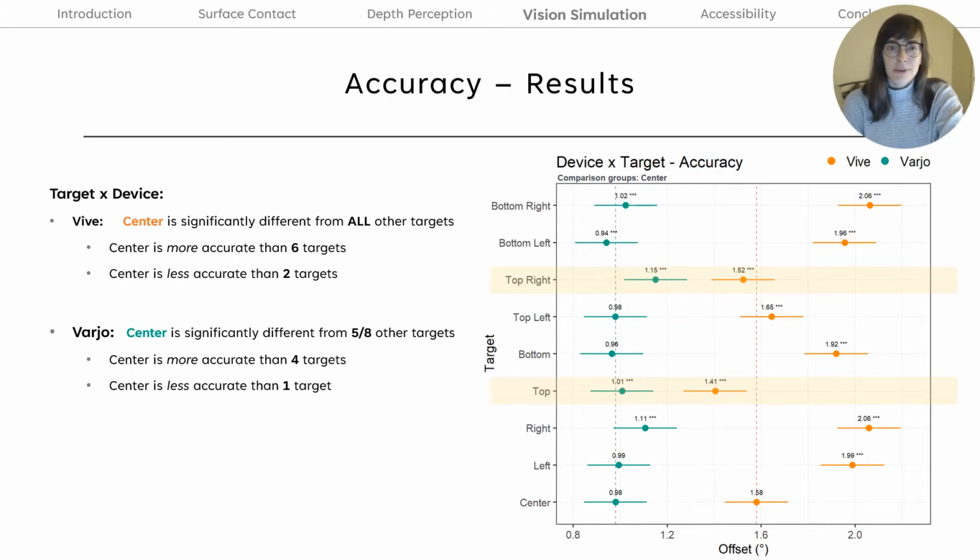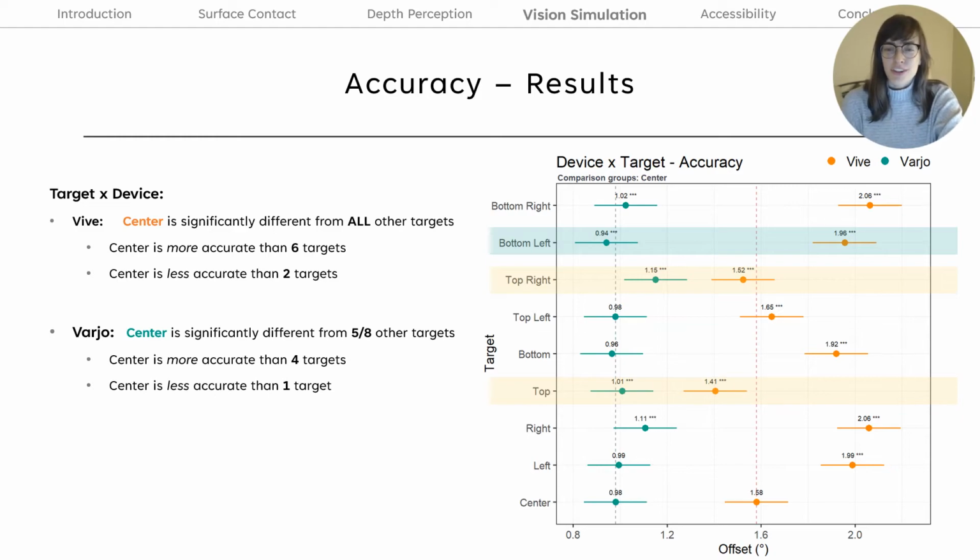I like this plot because it really showcases the disparity in performance between the two systems. There is no overlap between the measurements between the Vive and the Vario here. It also gives us a visual indication that the eye tracking accuracy in the Vario is much more consistent across the display screen than the HTC Vive is.